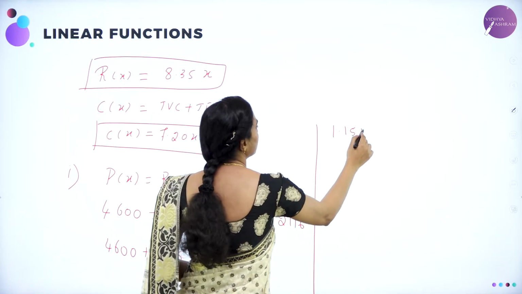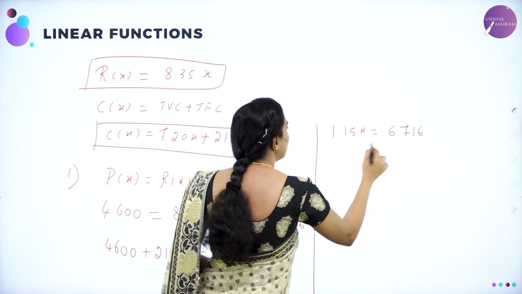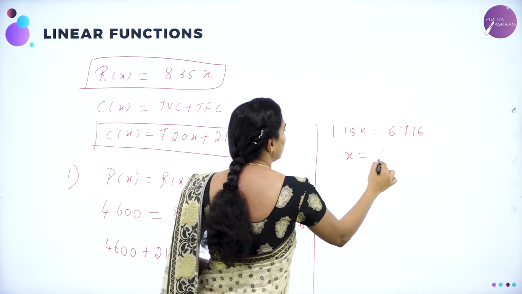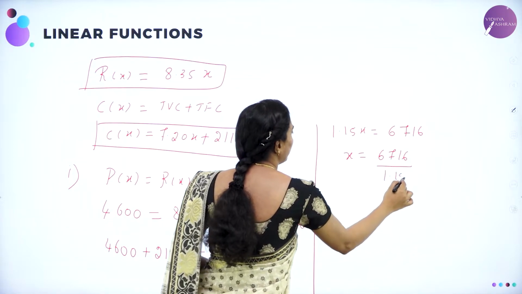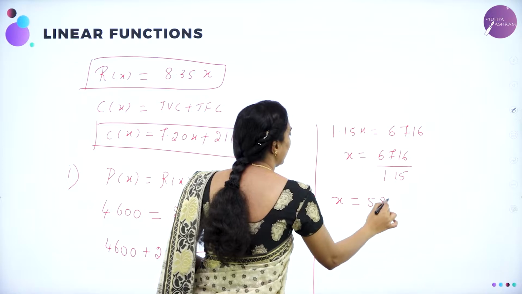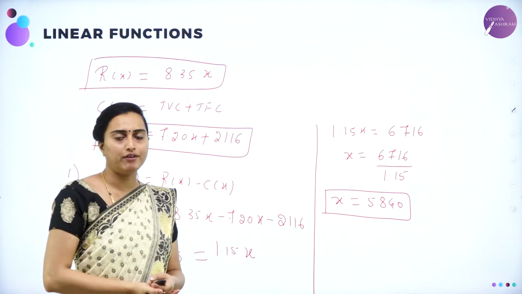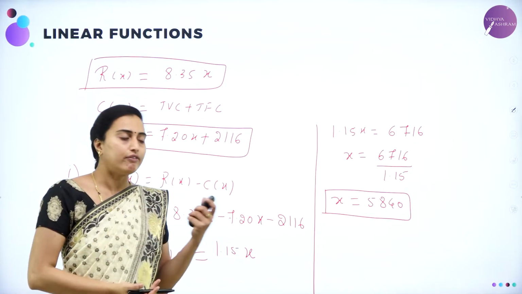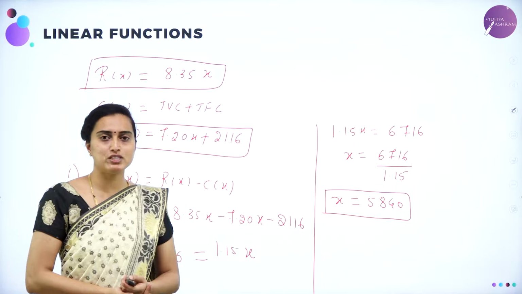So therefore, you are going to have 1.15x is equal to 6,716. Otherwise, x is equal to 6716 divided by 1.15, or x is equal to 5840. So this will be the production level at which they are going to have the profit, which is 5840. I hope you understood the first question.